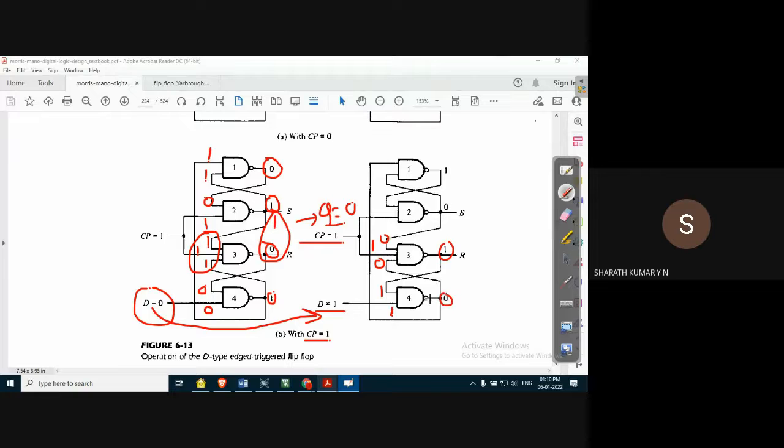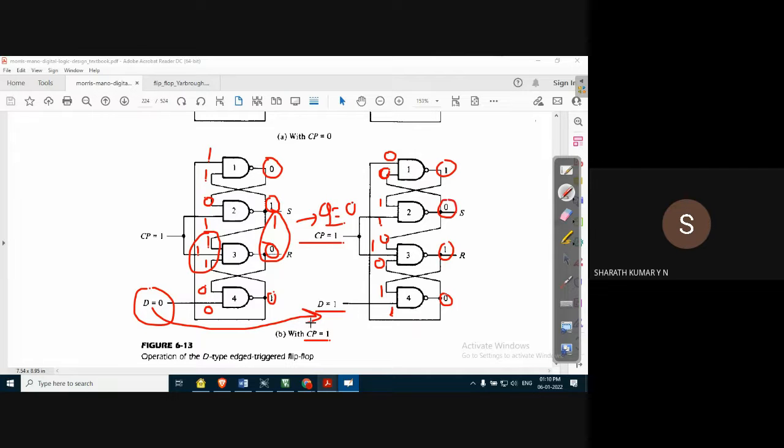Two more minutes, I'll wind up. So the fourth NAND gate output is 0. Because of this, this input is 0, and the other input is also 0 initially. So the output of the first NAND gate is 1. 1 is fed back as an input to the second NAND gate. Clock is also 1. This remains 0. Now, because of 1 and 1, the output becomes 0.